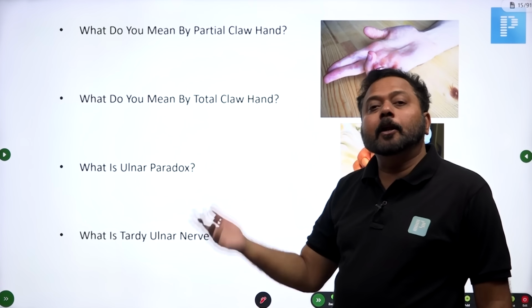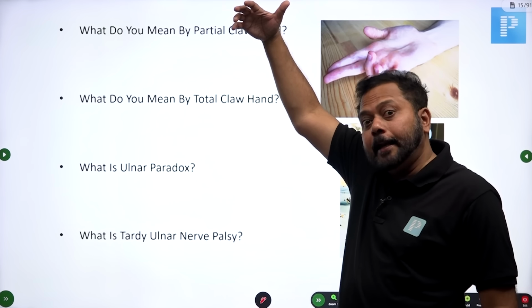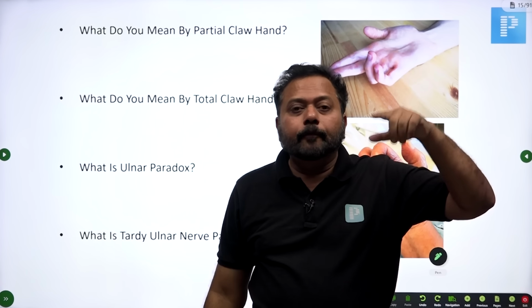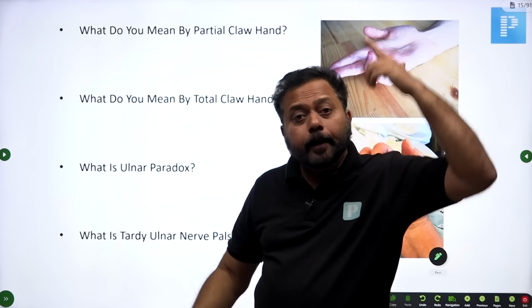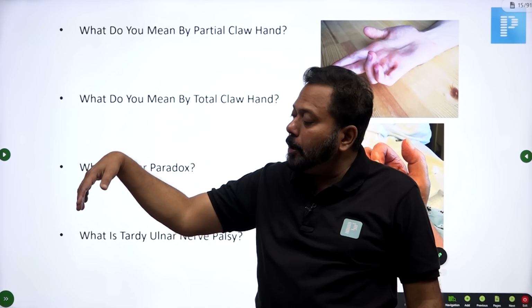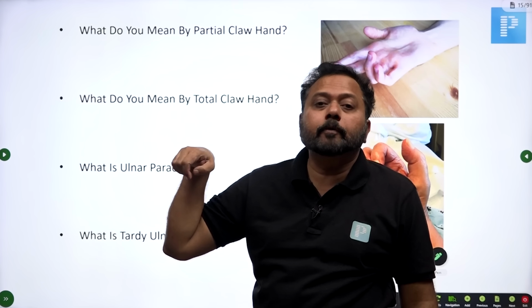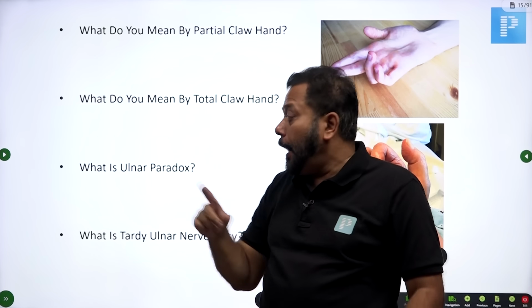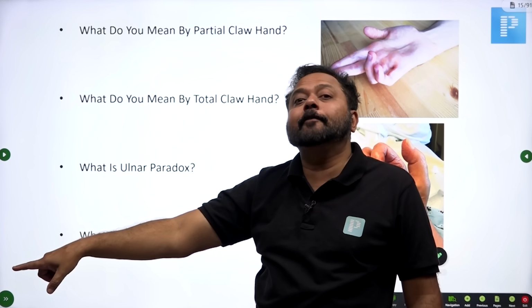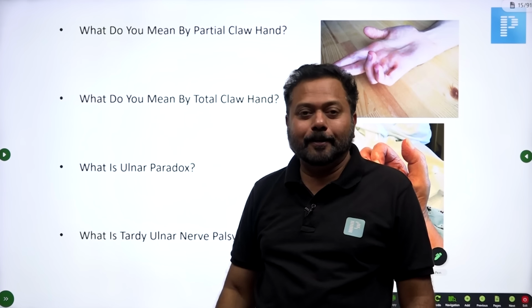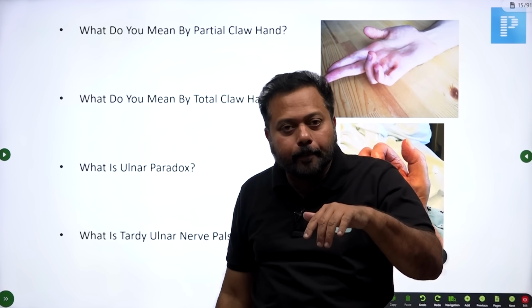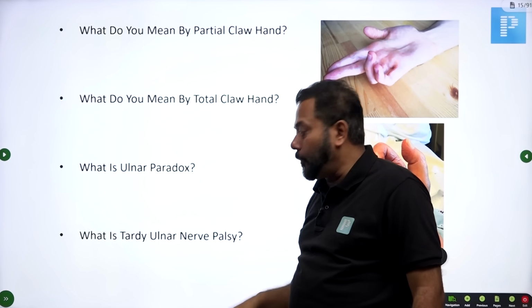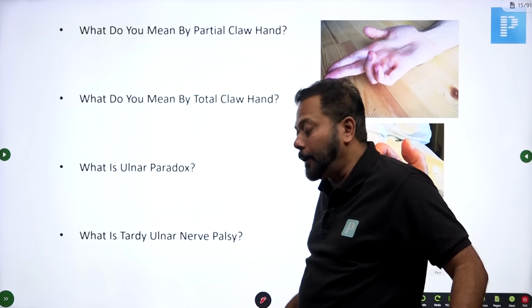Right? What do you mean by ulnar paradox? Asked question. In radial nerve, the higher the level of lesion, the more the deformity. Yes or no? Very high, in the axilla, the patient will have wrist drop, finger drop, thumb drop. At the elbow also it will be like that, not able to extend the elbow. Whereas in ulnar nerve injury, everything is opposite. Higher the lesion, lower will be the deformity. That is called ulnar paradox. Lower the lesion, higher will be the deformity. And what do you mean by tardy ulnar palsy?